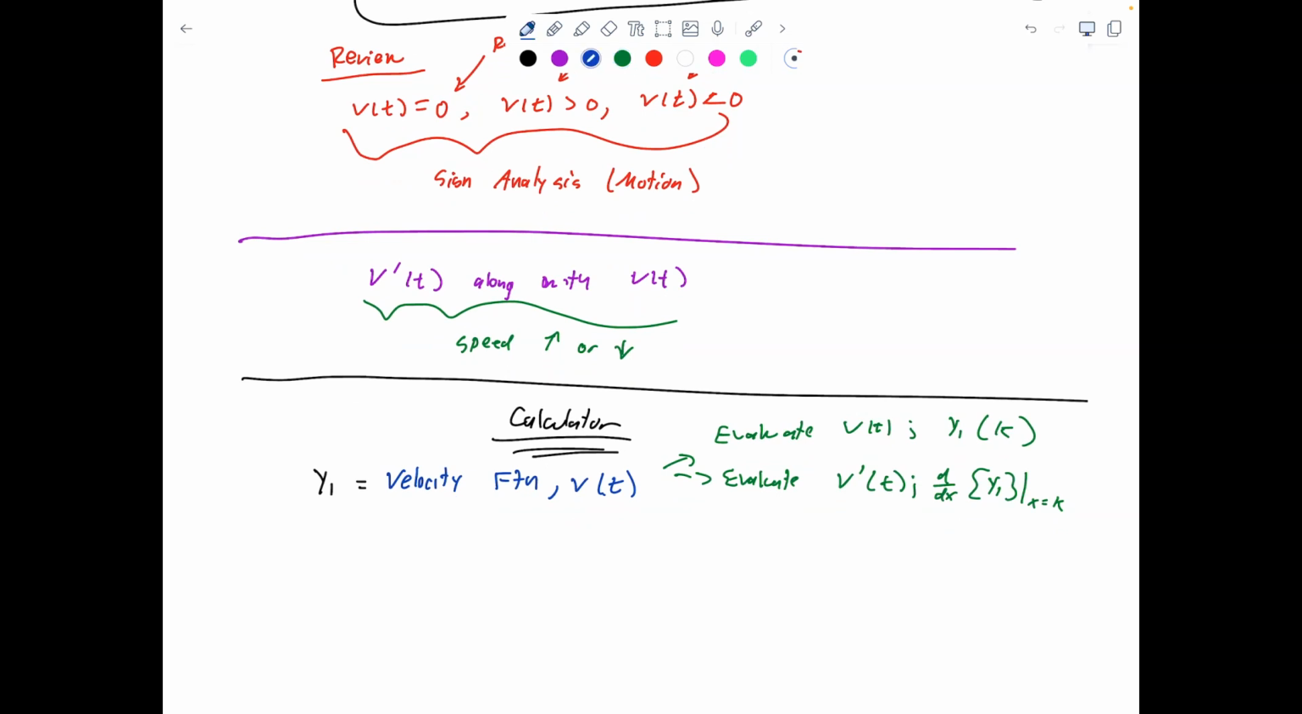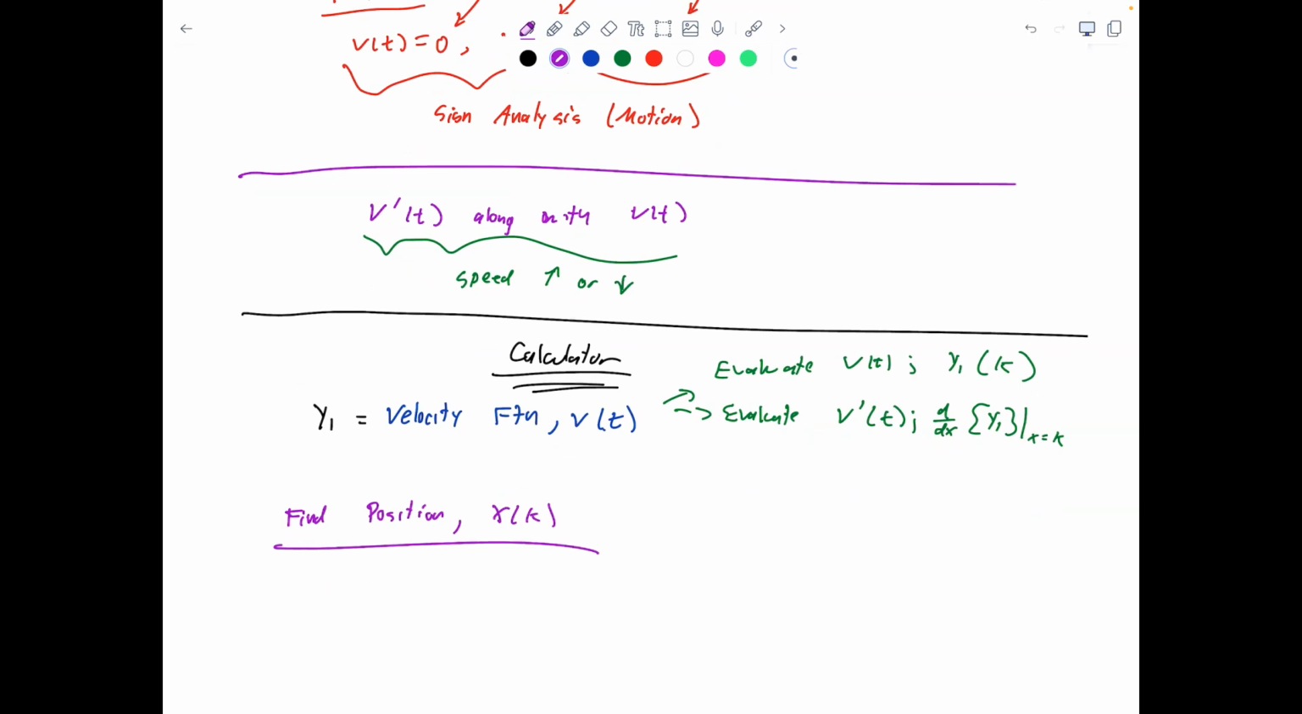And the new thing that you can do is that you can find position x of k by evaluating x of k equals x of a plus the integral from a to k of y1 dx.